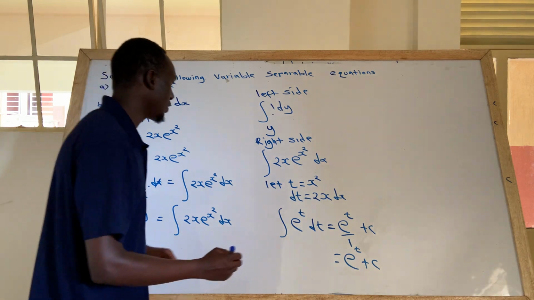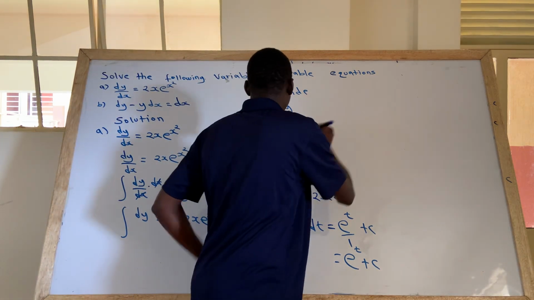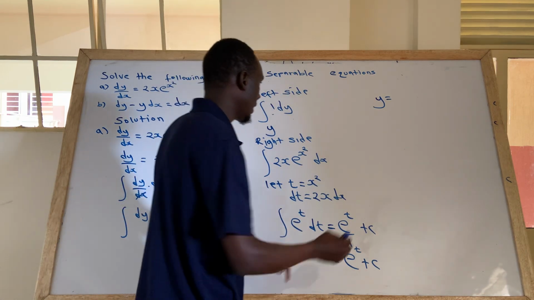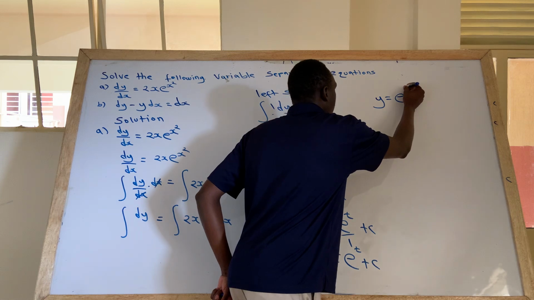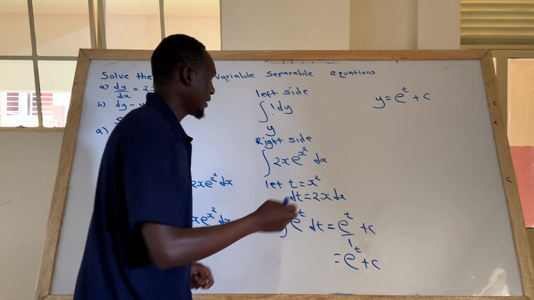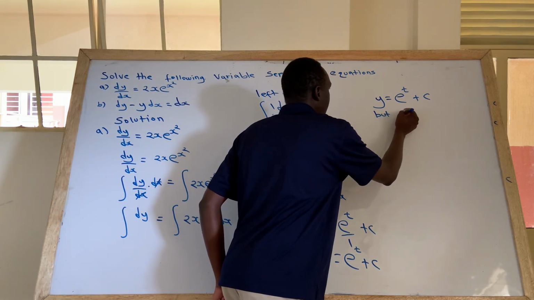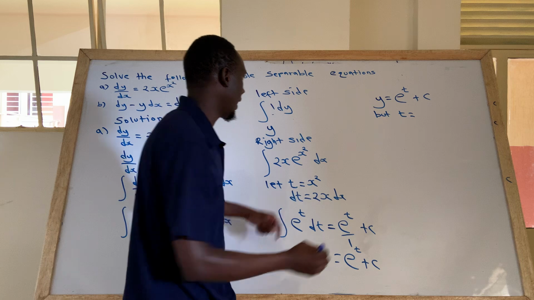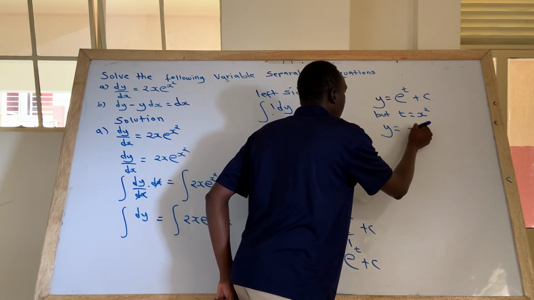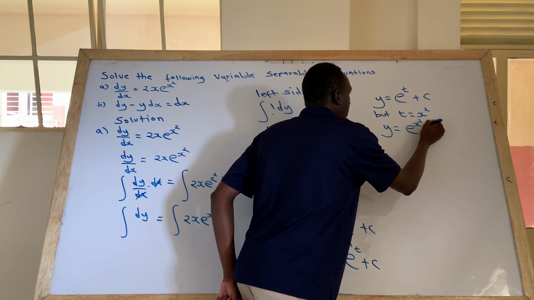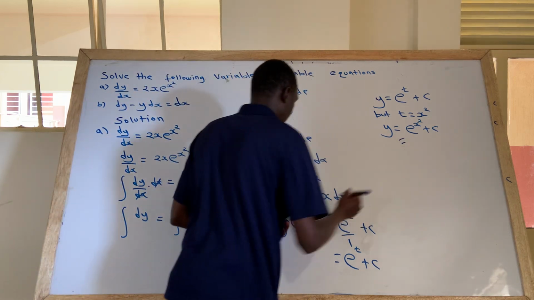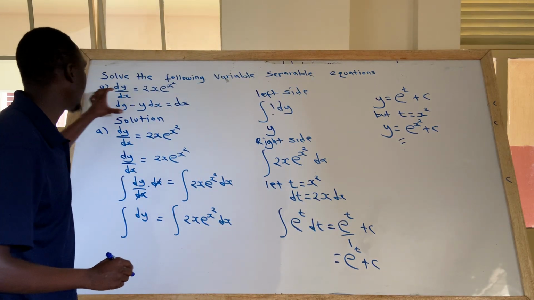Let us join our equations. On the left side, remember we have y is equal to, on the right side, e raised to t plus c. But t is equal to x squared. Therefore, our y is equal to e raised to x squared plus c, and that's our final answer. We have solved part A.